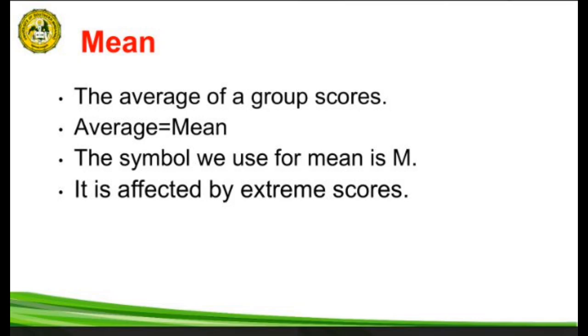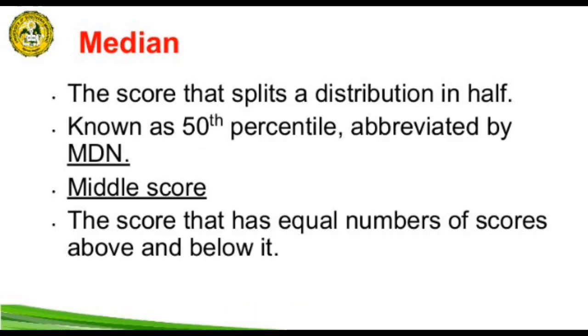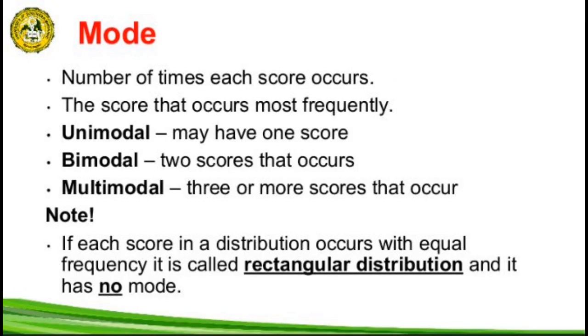Next is the median. The median splits a distribution in half, also known as the 50th percentile, and abbreviated by the letters MDN. The score that has equal numbers of scores above and below it is how we can get the middle score. Lastly is the mode.